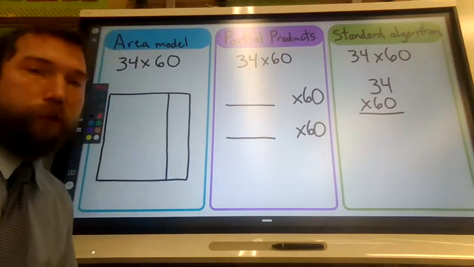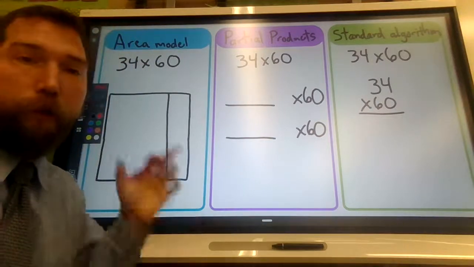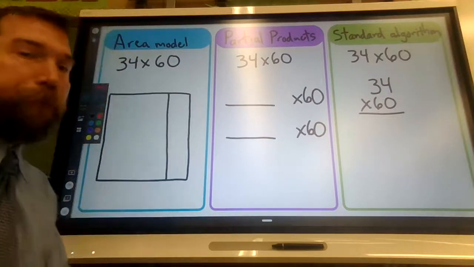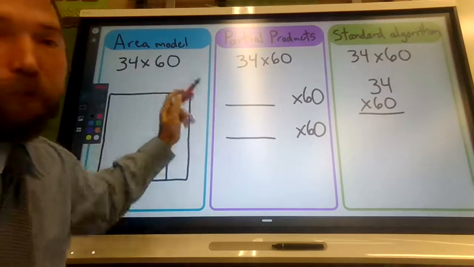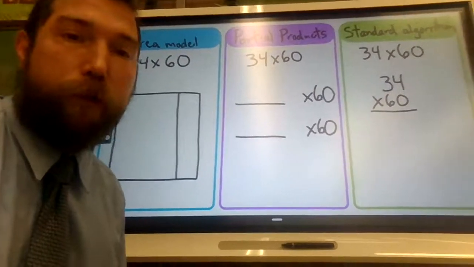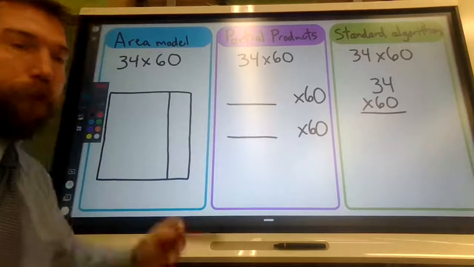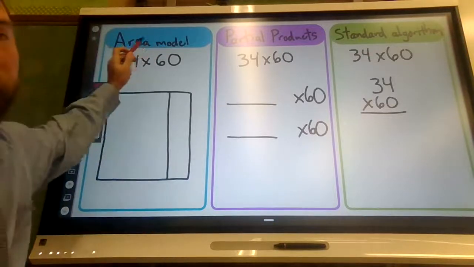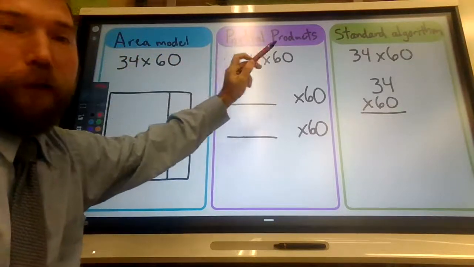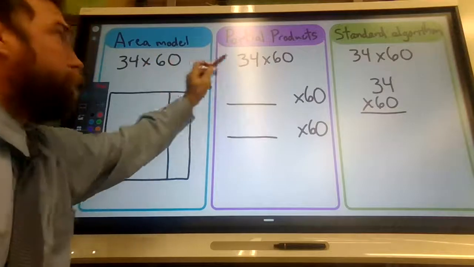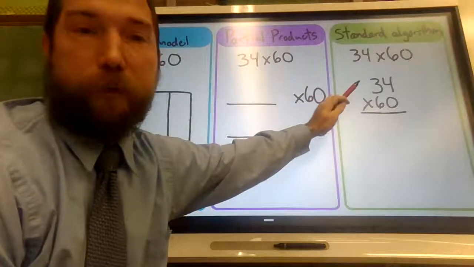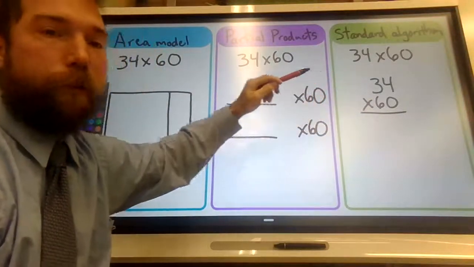I'm going to show you three different versions of the same equation or the same problem. You notice it's 34 times 60 in all three parts. I'm just going to show you different ways. One is called the area model. One is called partial products, which really math-wise is exactly the same. And this is called our standard algorithm, or the regular way to do it.